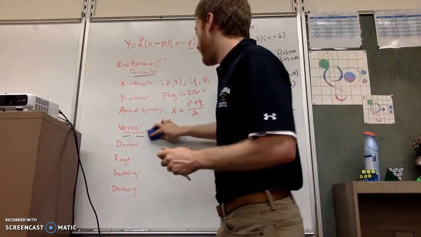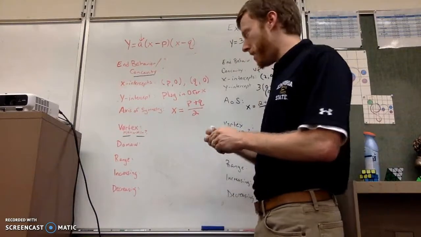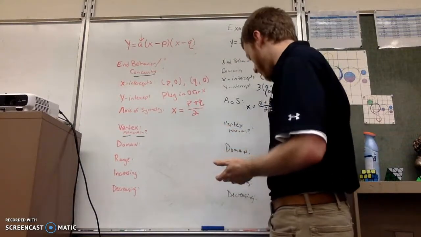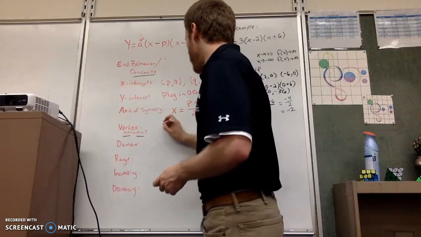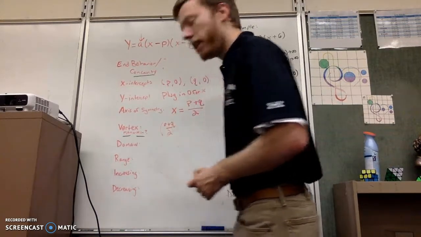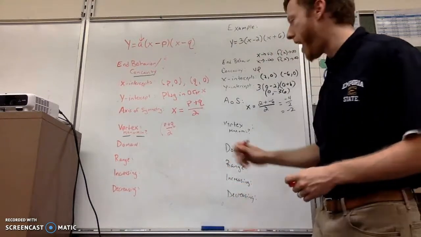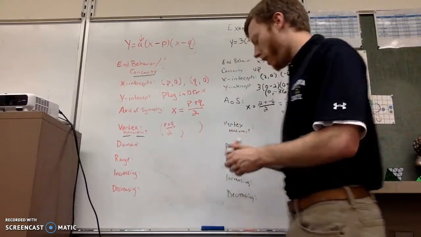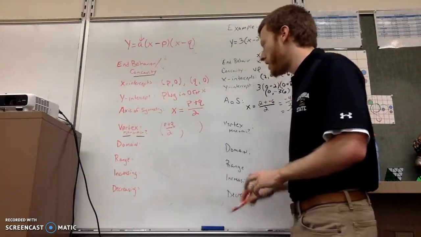Now, what about the other half? So we know what the first guy is going to be of the axis, of the vertex rather. Okay? It's going to be (p plus q) divided by 2. Okay, it's going to be the average. Okay, but how do we get the k value? How do we get that second value right here?